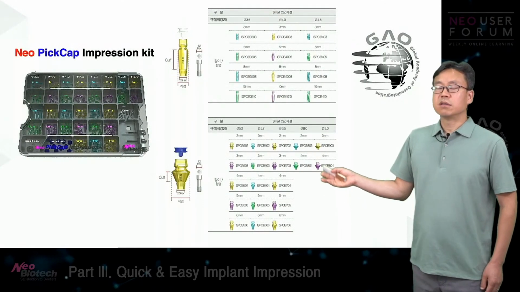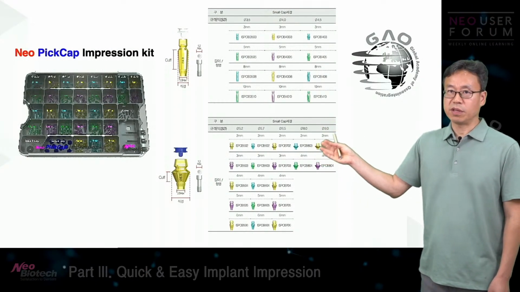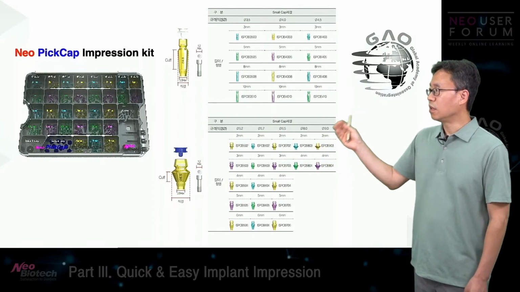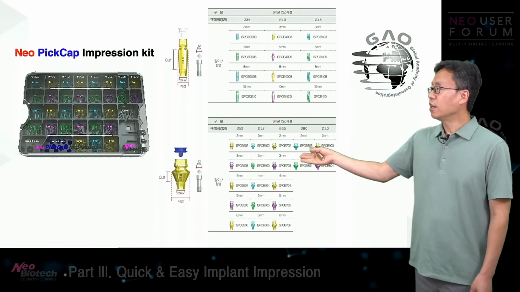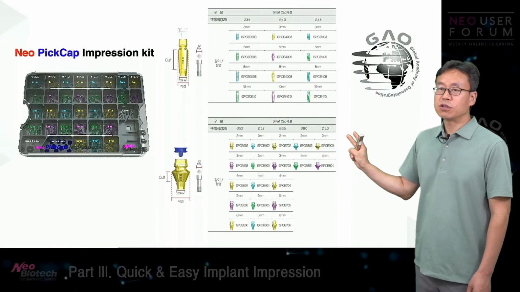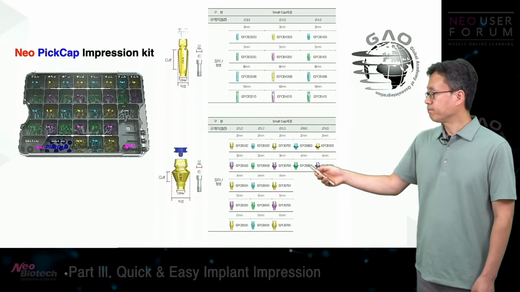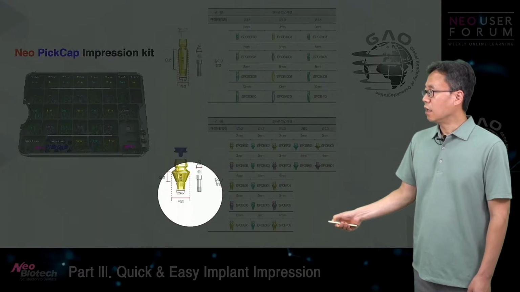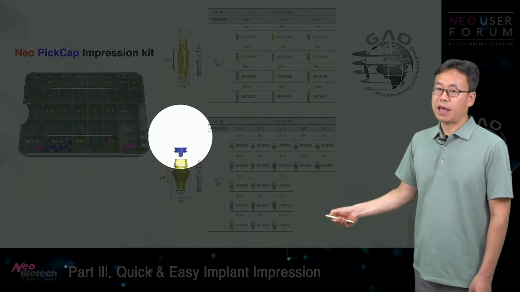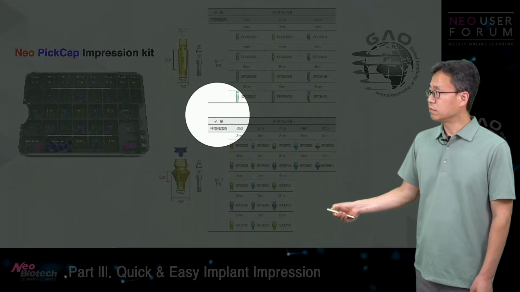I've used this very nice impression kit from Neo Biotech, which is called the Neo PICCAP impression kit. In this kit, there are two major components. One is the impression body, these. And the other is the PIC cap. It's an impression cap. It's made in plastic.